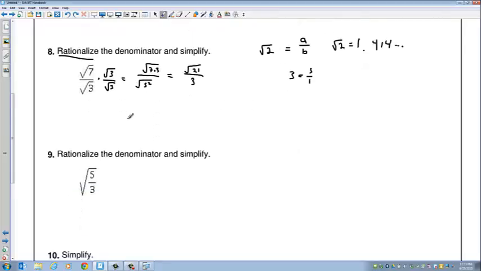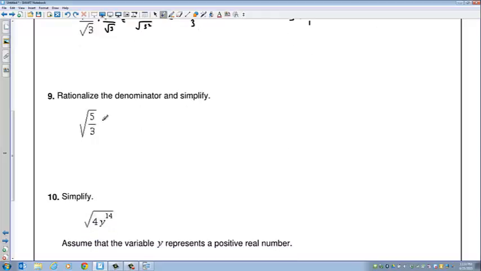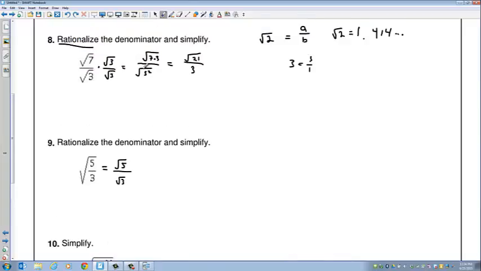We can come down here in number 9 and practice one more time. It's given to us in a slightly different form, but it's really not that big a deal because we know that the radical goes through division. So this is really just root 5 divided by root 3. And so it's basically just like the last problem we did up here.